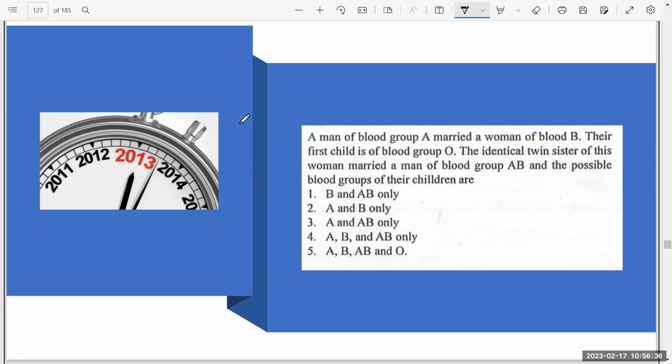Fourth answer. Woman has blood group B. So B means it should be I^B, and the child is coming up with O. Then I^O is coming, then there should be I^O. So the woman's blood group is I^B and I^O, and the identical twin sister should have the same blood group. And then they marry a man with I^A and I^B.